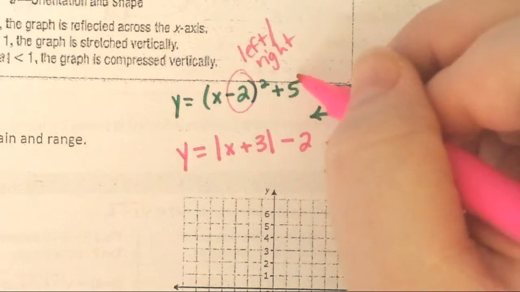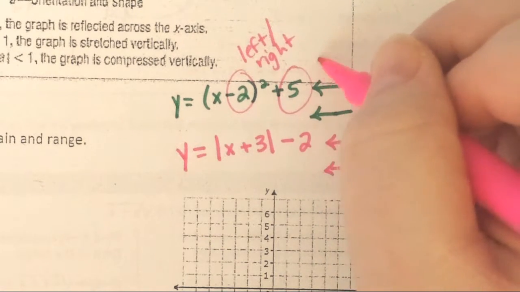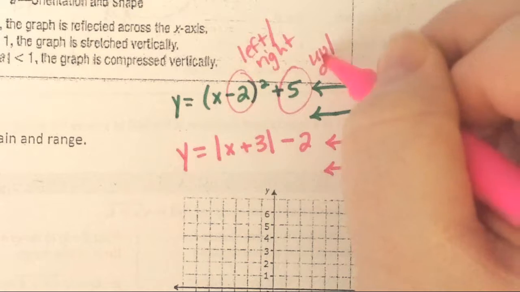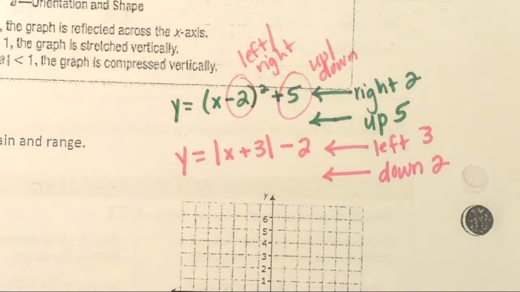Depending on the sign, it's the opposite of what you think. And the outside makes you move up, down. And that one's not the opposite of what you think. It's actually exactly what you would want it to be, where if it's plus, it moves up. If it's minus, it moves down.